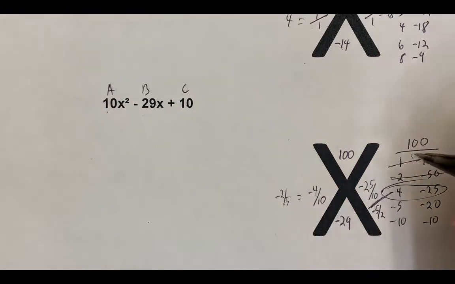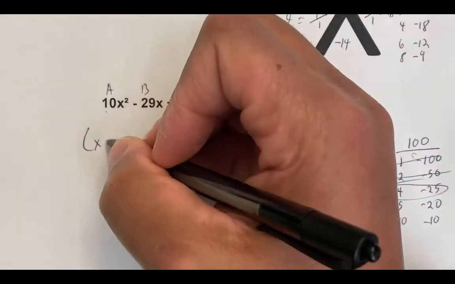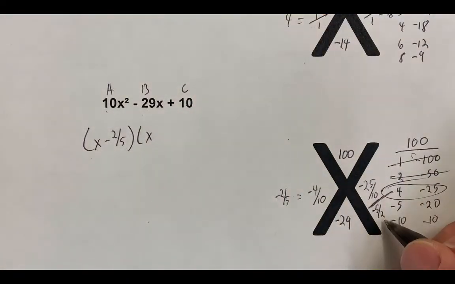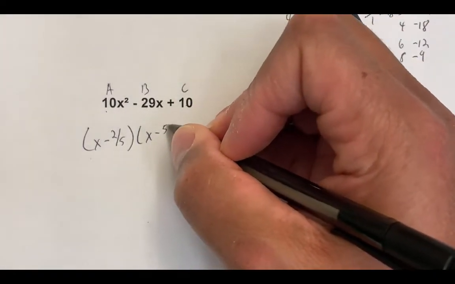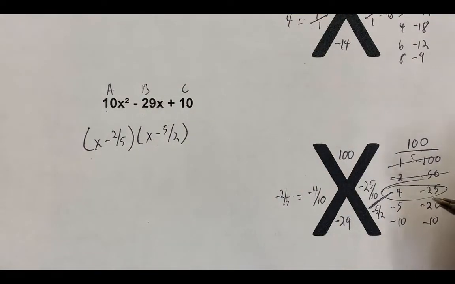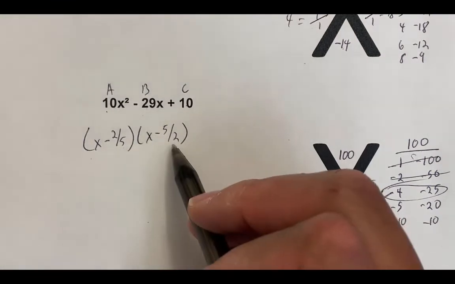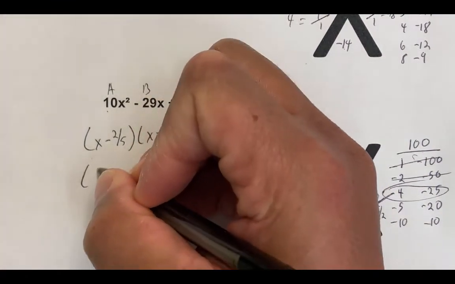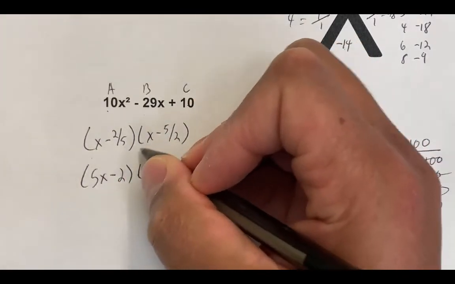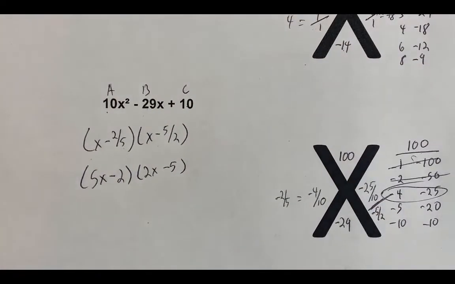Okay? So our parentheses, x plus the first number, x minus 2/5, times x plus the second number, x minus 5/2. And there it is. Last step, bring the denominator up front. So we end up with 5x minus 2 times 2x minus 5, okay? And that's it.